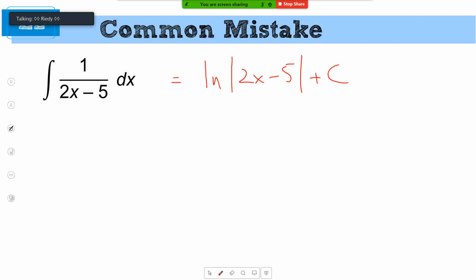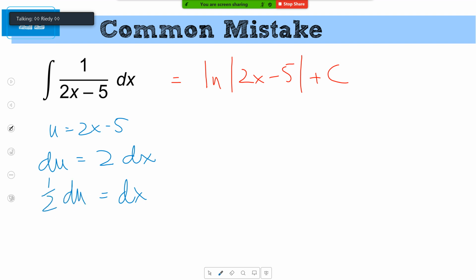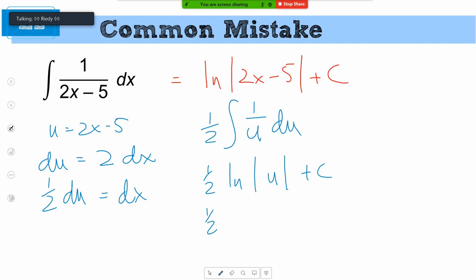Okay, so that would be wrong. Why is it wrong? Because it has to be done as a u-du problem. So let me change colors and show you how it's supposed to happen. u is equal to 2x minus 5, du is equal to 2 dx, so dx is equal to 1/2 du, which makes this 1/2 times the integral of 1 over u du, which then becomes 1/2 times the natural log of the absolute value of u plus c, which is 1/2 times the natural log of the absolute value of 2x minus 5 plus c.